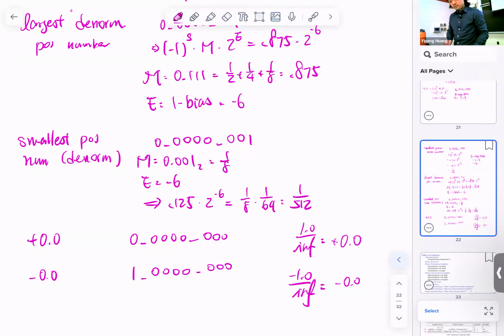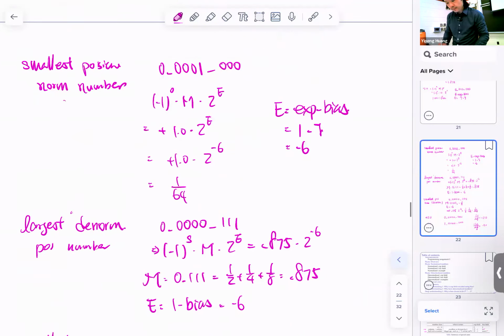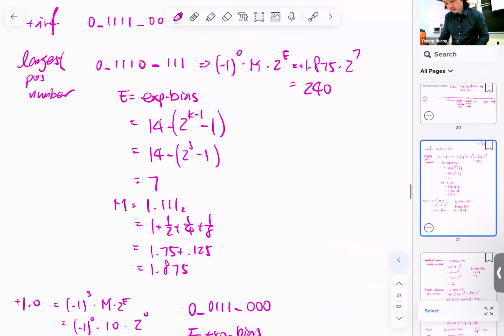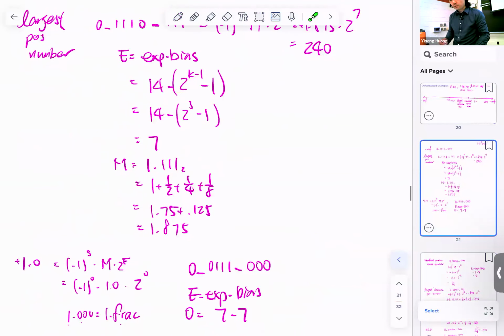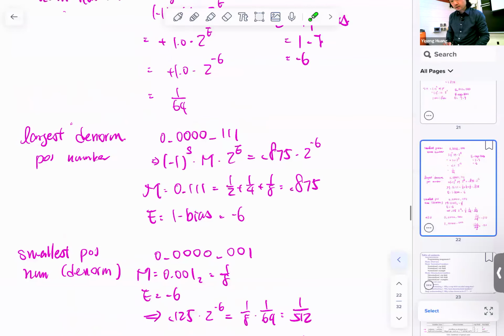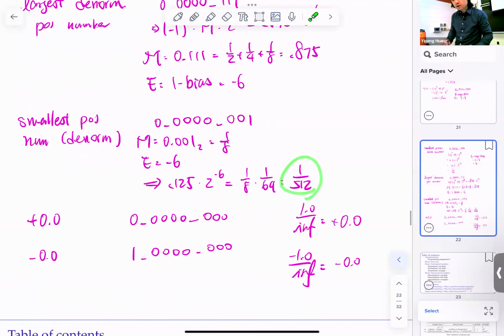So we're safe. 1 over 240 is going to be still larger in magnitude than 1 over 512. So it will do its best to represent that number. It might not represent it precisely, but it will round it to the nearest possible number it can use to represent 1 over 240.